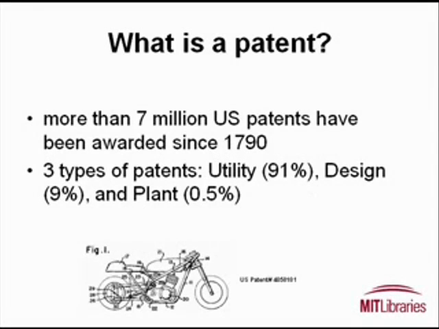So since 1790, when the U.S. Patent Office was established, it has awarded more than 7 million patents. Generally there are 3 types of patents. Utility patents are the most common. That usually involves a technology or device, but you can also get patents on the design, which is the look and feel of something, and you can also get plant patents, which you may have heard of someone getting a patent on a particular rose hybrid or a type of tomato.